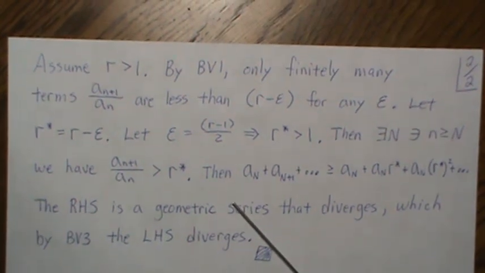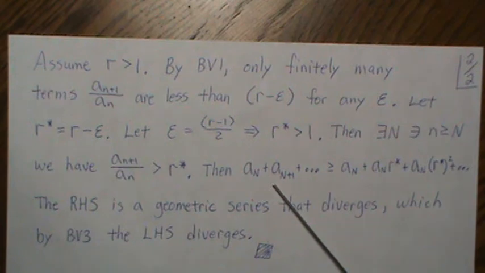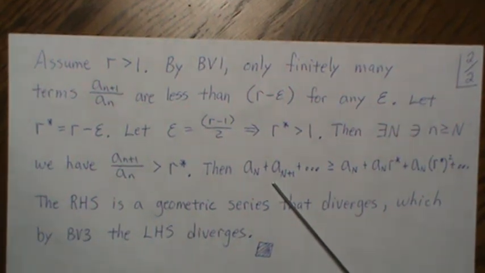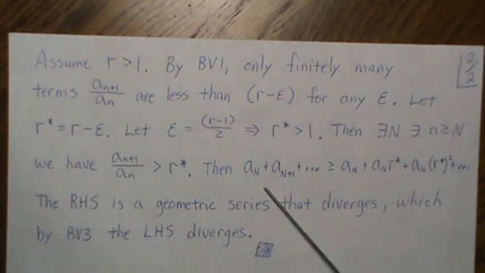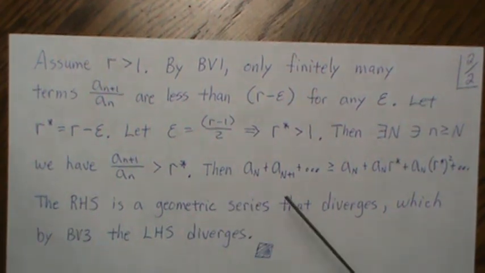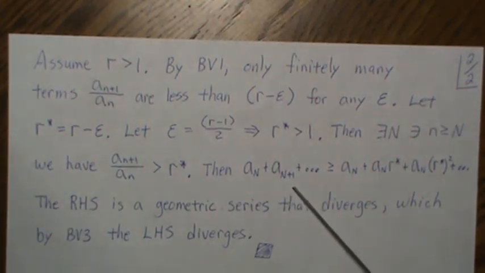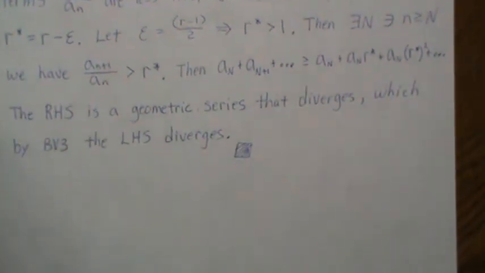And now that has nothing to do with our original series because we're missing finitely many terms. But adding or subtracting finitely many terms doesn't change the convergence status of a sequence. And so since this is divergent, our original series has to diverge. And so there we've proved it.